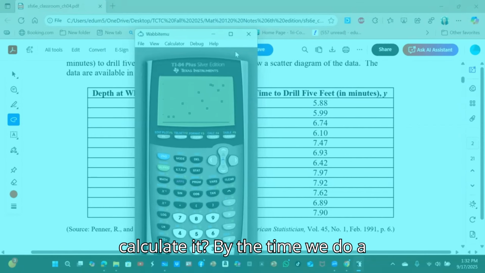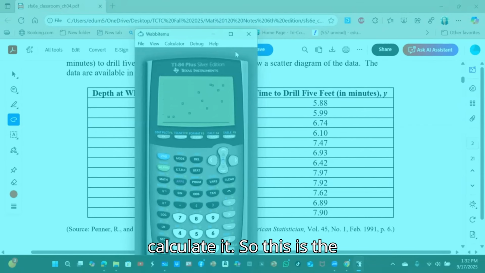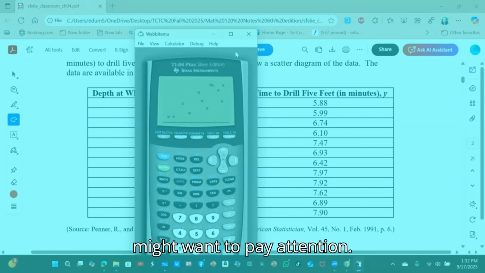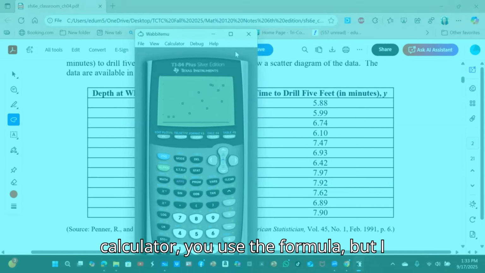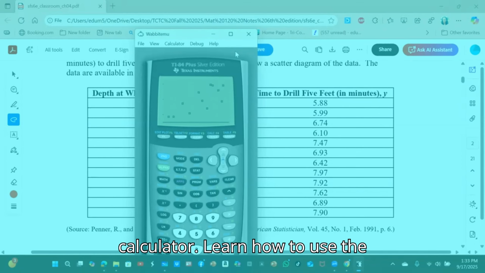Can you calculate it? By the time we do a test on the 5th, you should be able to calculate it. So this is the first time we are calculating it, so you might want to pay attention. It's going to take a little bit long. Alternatively, you use your calculator, you use the formula, but I want to advise you to learn how to use the calculator.